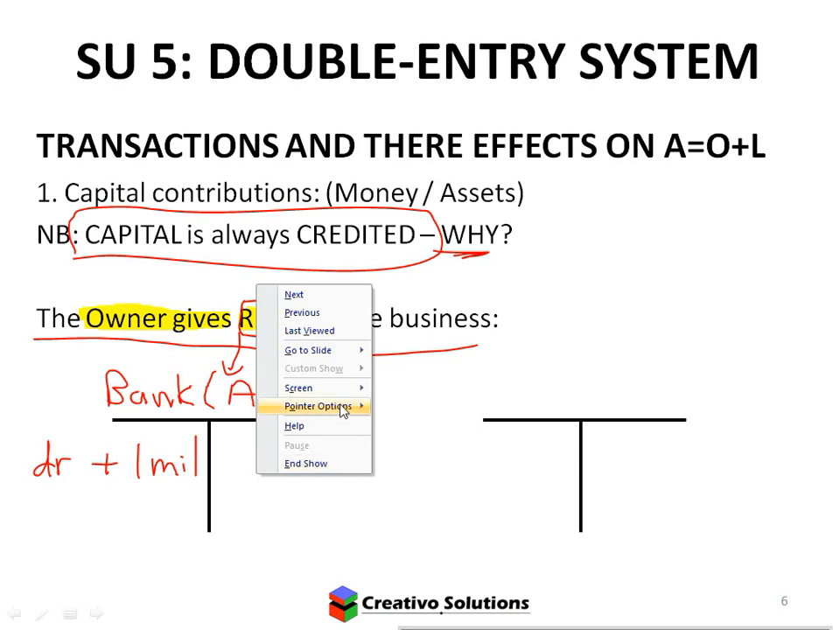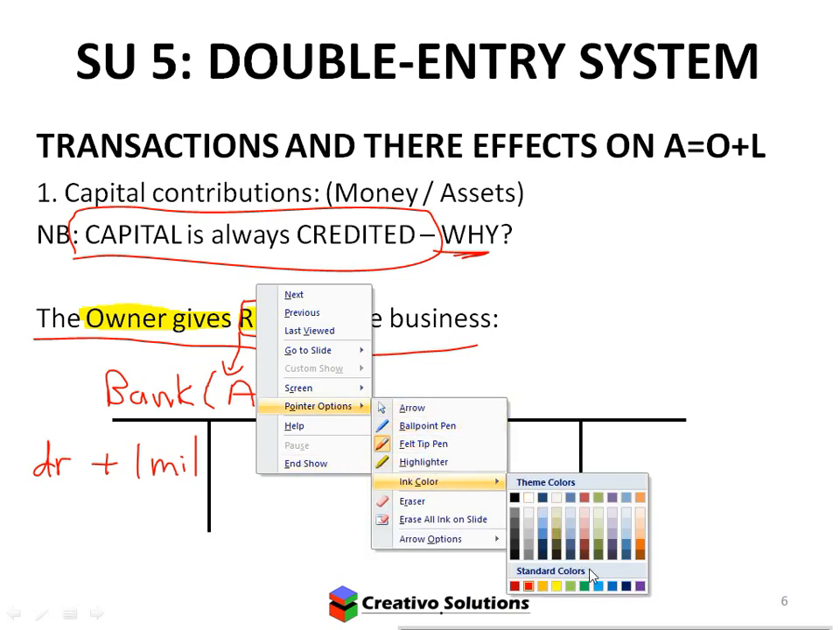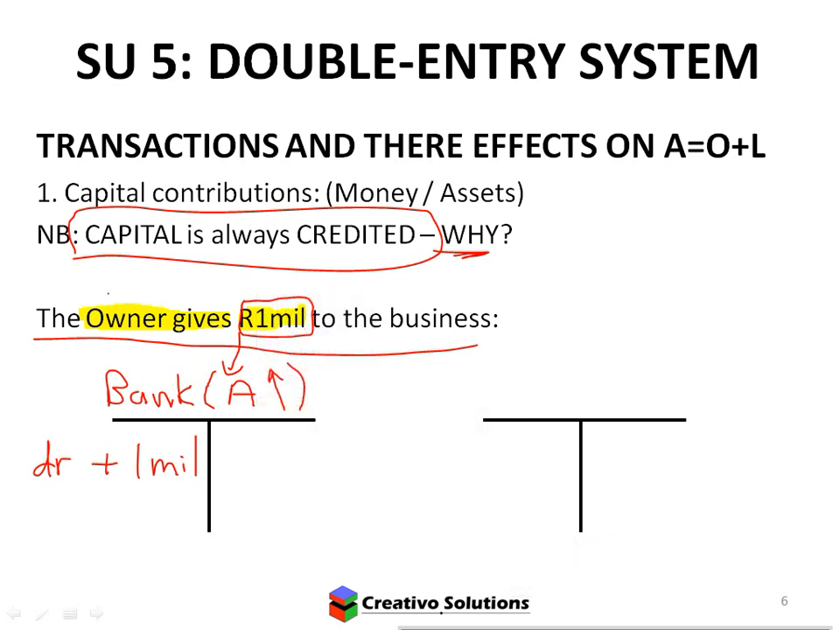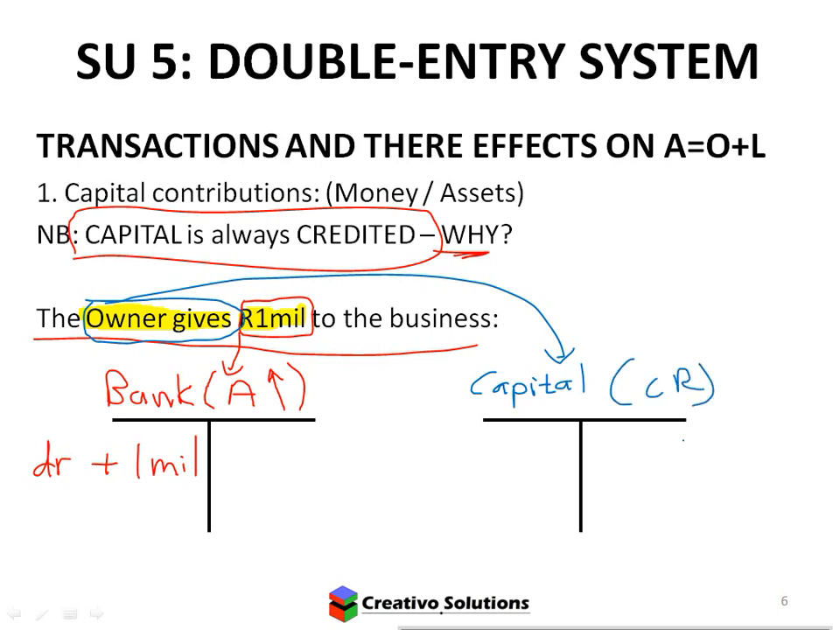So if you see "owner gives," what are you thinking about? Good. See, now you know your definitions. So this is telling me that I'm going to affect the capital account. Okay, we know capital is capital. We don't even have to identify it. Capital will always increase on which side? On the credit side. So plus 1 million credits.